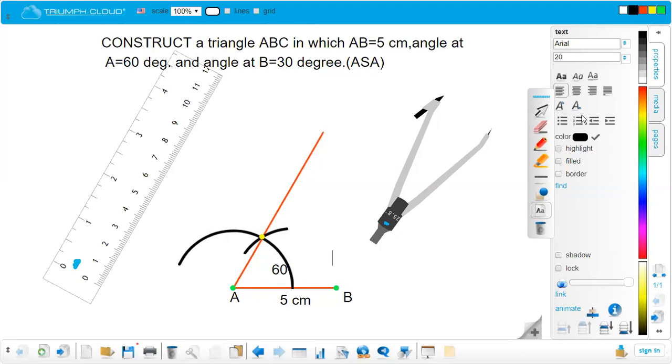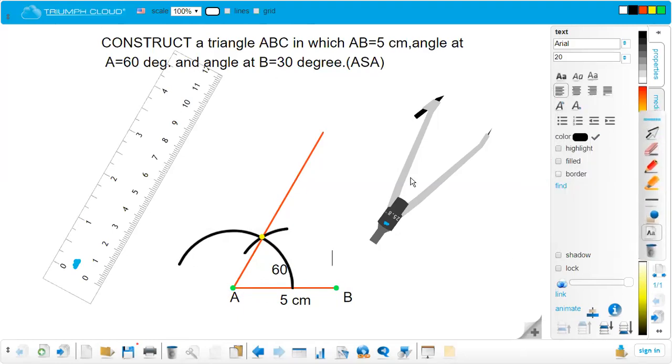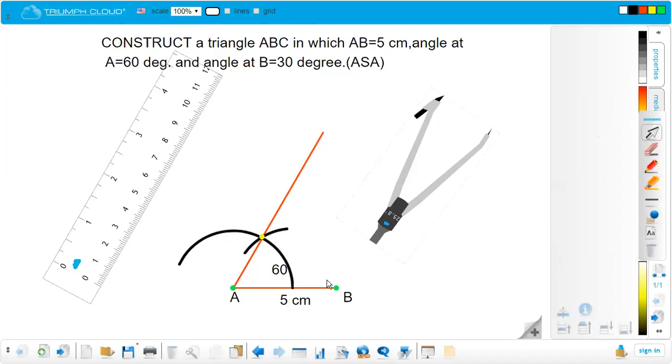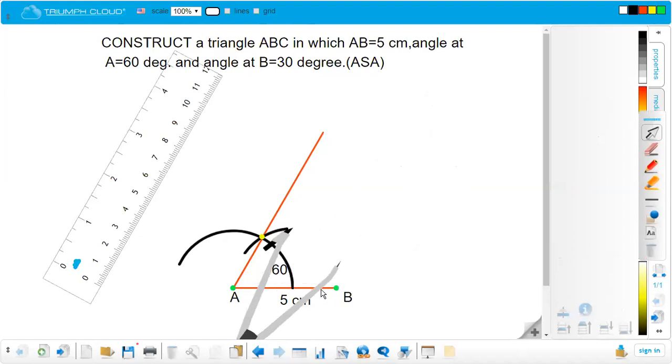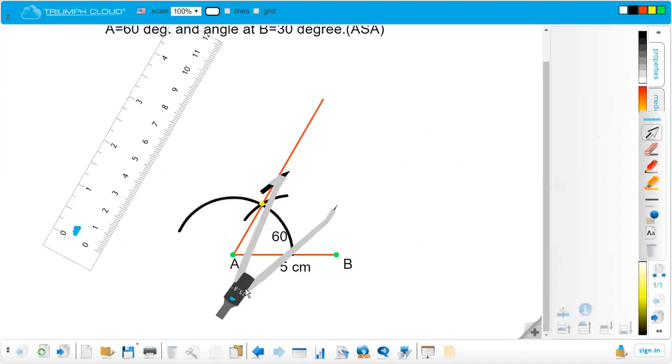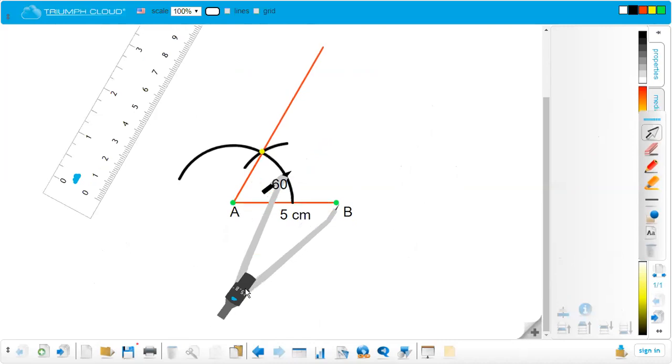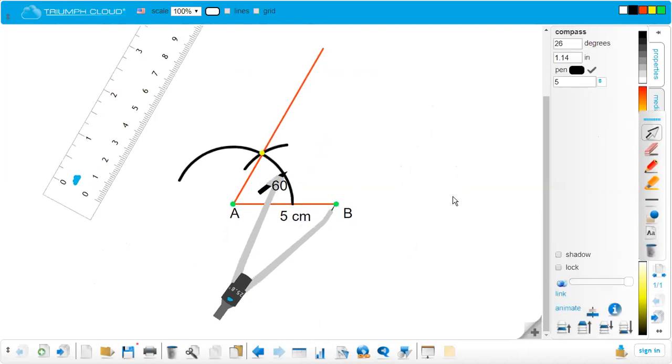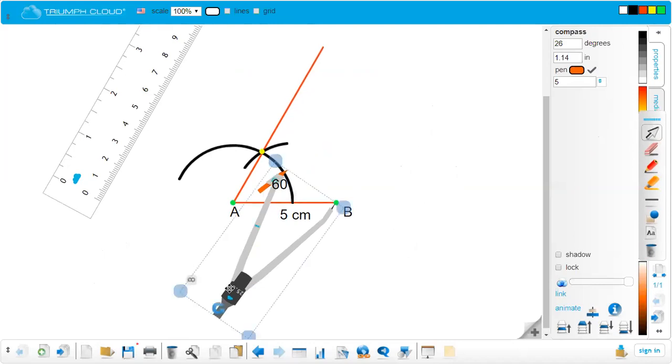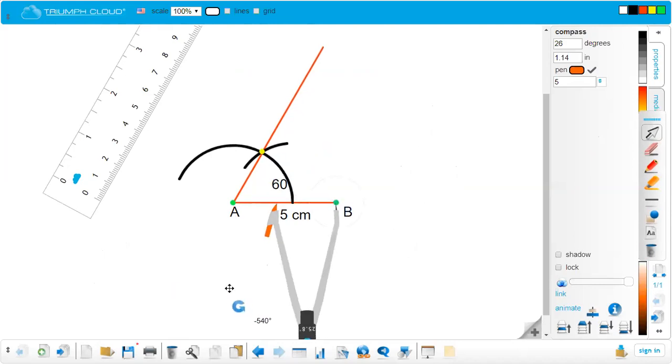Here I am taking this compass while constructing the angle. Okay, let me select the compass here and let's put it to this point B, and from this point B I am going to construct an angle of the 30-degree at the point B. And let me rotate the compass here first.